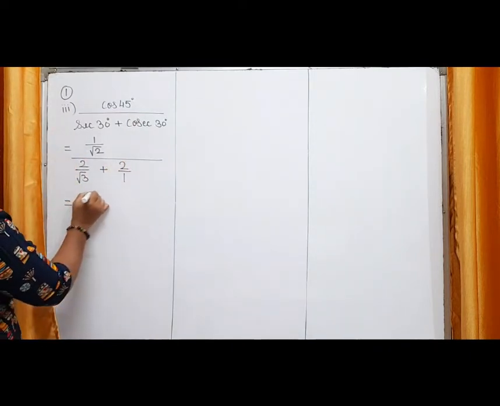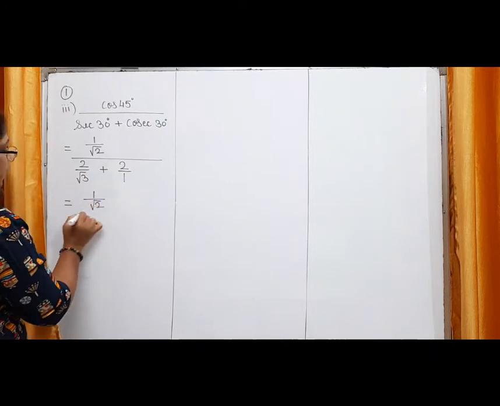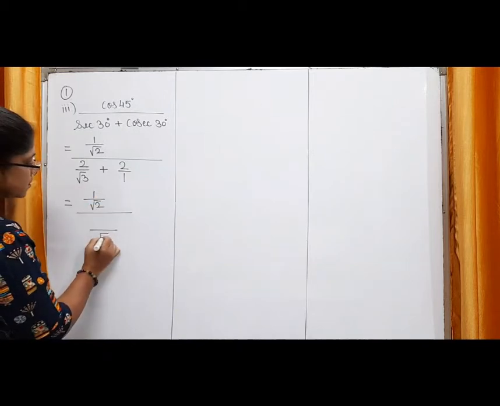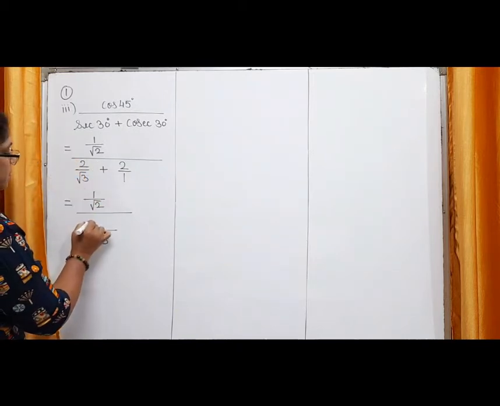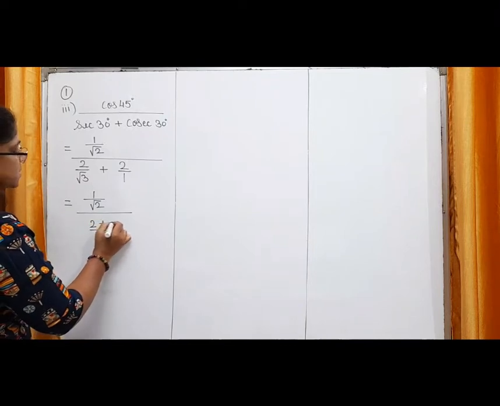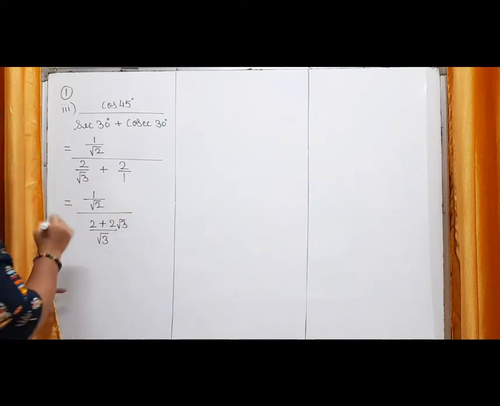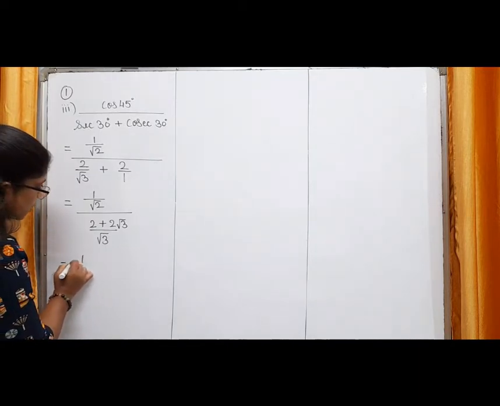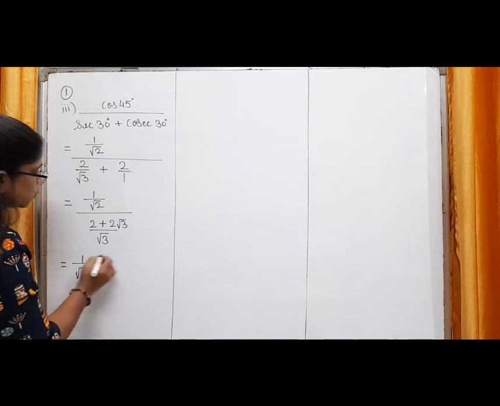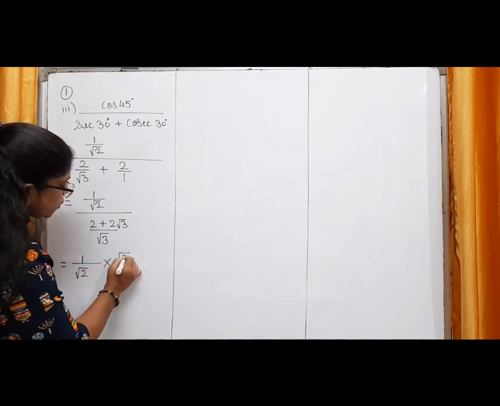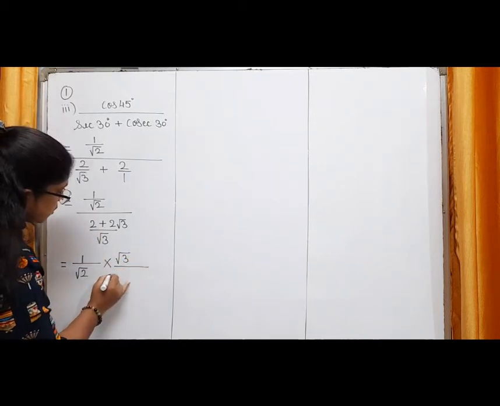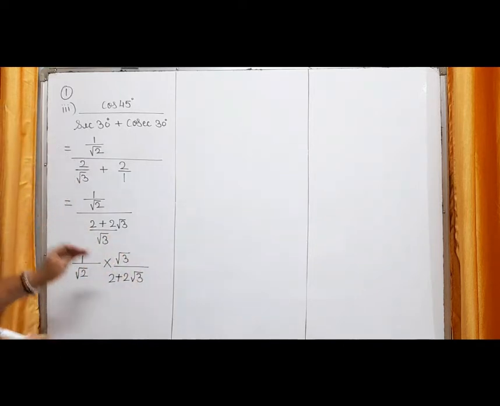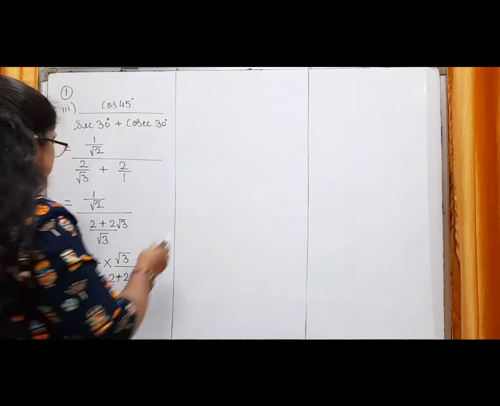Let's solve this. 1 upon root 2 as it is, upon. Here, the LCM of this denominator is root 3. So, the numerator is 2 plus 2 root 3. Now, what do we get here? This is equal to 1 upon root 2 into root 3 upon 2 plus 2 root 3. Let us solve this.